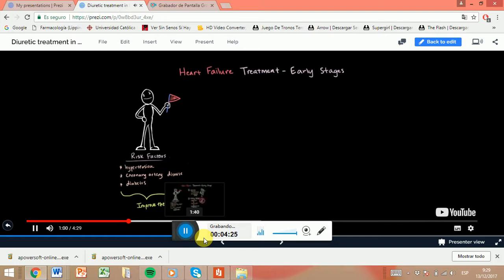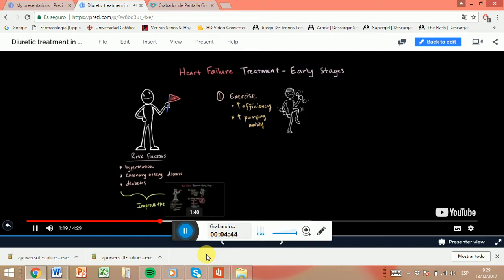So with that said, a very important early stage treatment that's recommended is exercise. With exercise, your cardiovascular fitness increases. This increases your heart's efficiency, so your heart gets better at pumping blood. And we know that a reduced pumping efficiency is a main theme in heart failure.